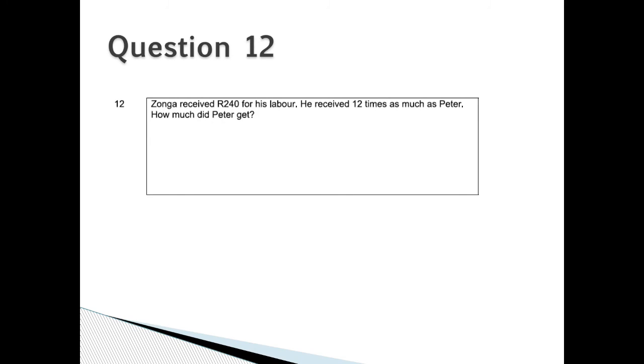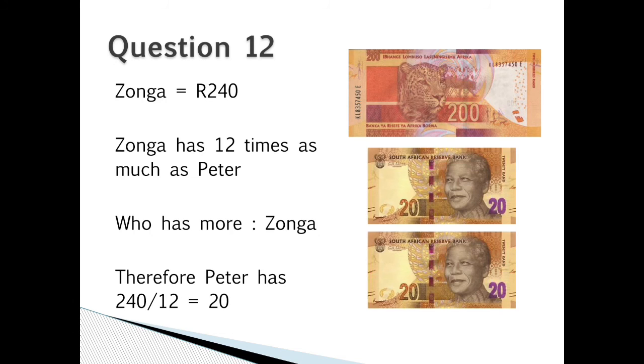Question 12. Zonka receives 240 for his labor. He receives 12 times as much as Peter. How much did Peter get? Zonka got 240. Zonka has 12 times as much as Peter. Who has made more? Zonka. Therefore, Peter has 240 divided by 12, which is 20.